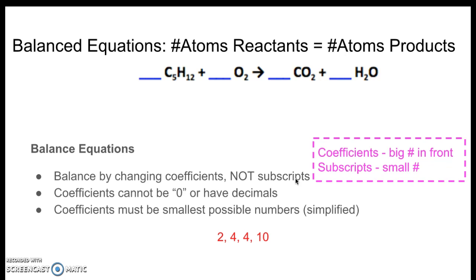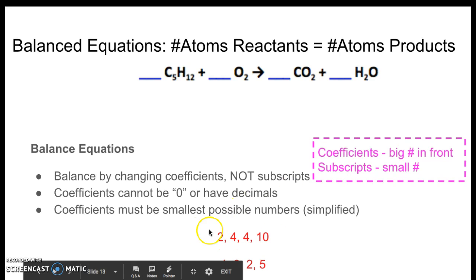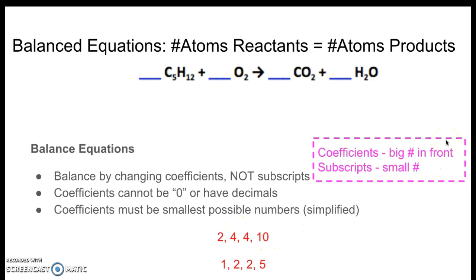So if you take these numbers here at the bottom, 2, 4, 4, 10, let's say that we set those as the coefficients in front, 2, 4, 4, and 10 going there. That would be incorrect, because you notice for all of those numbers, you can divide them by 2. So the smallest numbers possible in this case would be 1, 2, 2, 5. So the 2, 4, 4, 10 would be incorrect because they're not the smallest numbers, and the correct numbers would be the 1, 2, 2, 5.